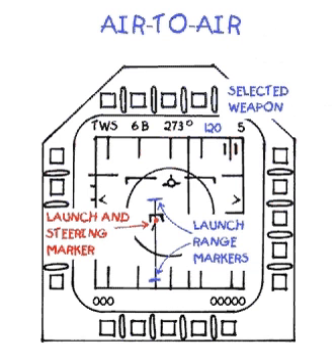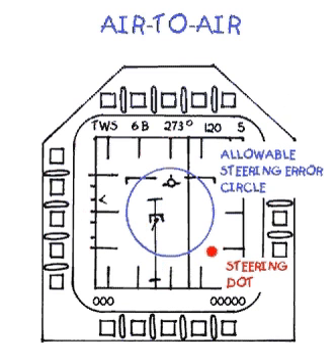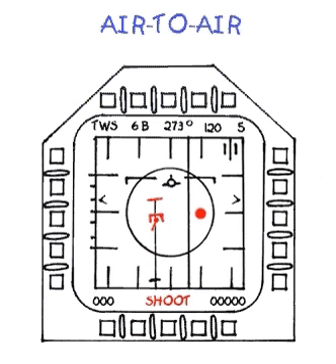Once you have designated a target, indicated by the launch and steering symbol on the contact, launch range markers are displayed for your selected weapon. Depending on the selected weapon, an allowable steering error circle, or ASE, and steering dot are presented on the radar. Maneuver to position the target below the top range marker and in the ASE. You'll receive a shoot cue. Pull the trigger or press return or the enter key.